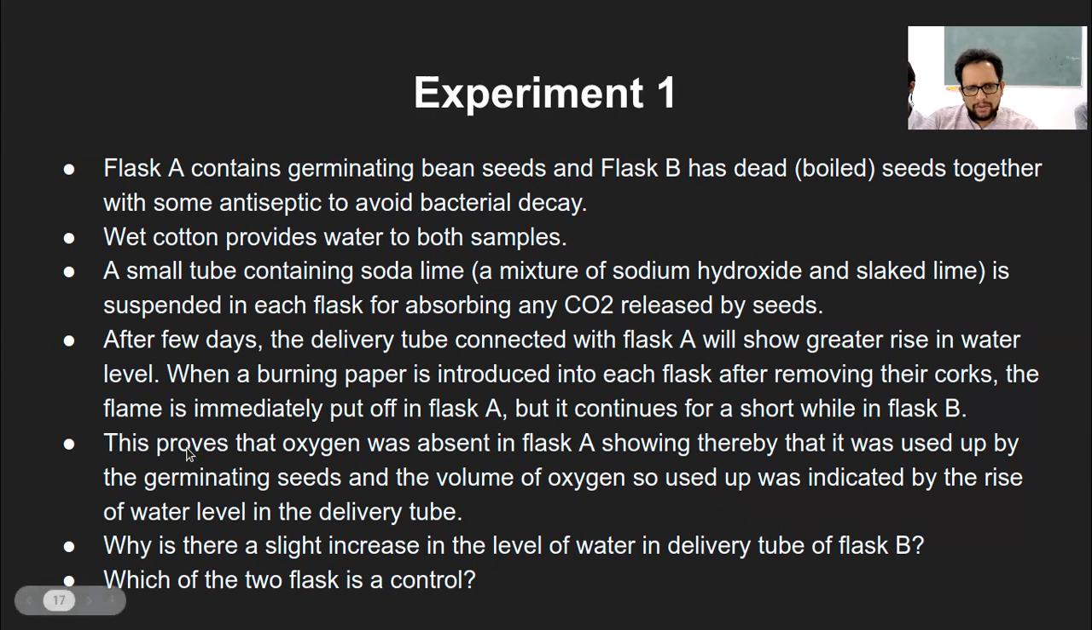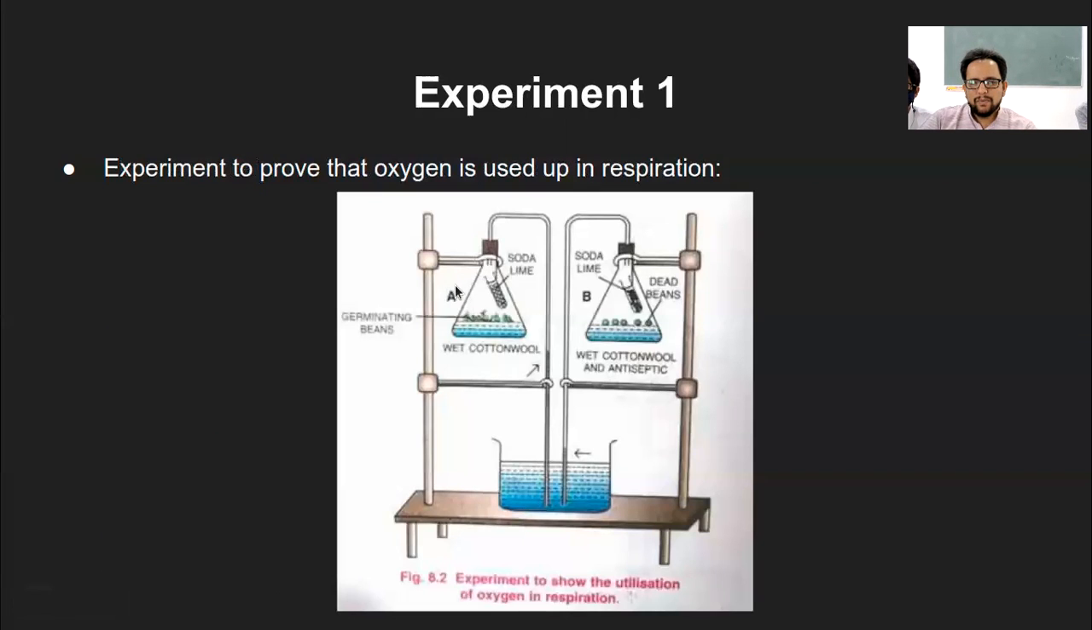Where is that point? Yeah, this proves that oxygen was absent in flask A, showing that it was used up by the germinating seeds, and the volume of oxygen so used up was indicated by the water level. So it's obvious that oxygen was present in an airtight container. It will be used up by the plant.